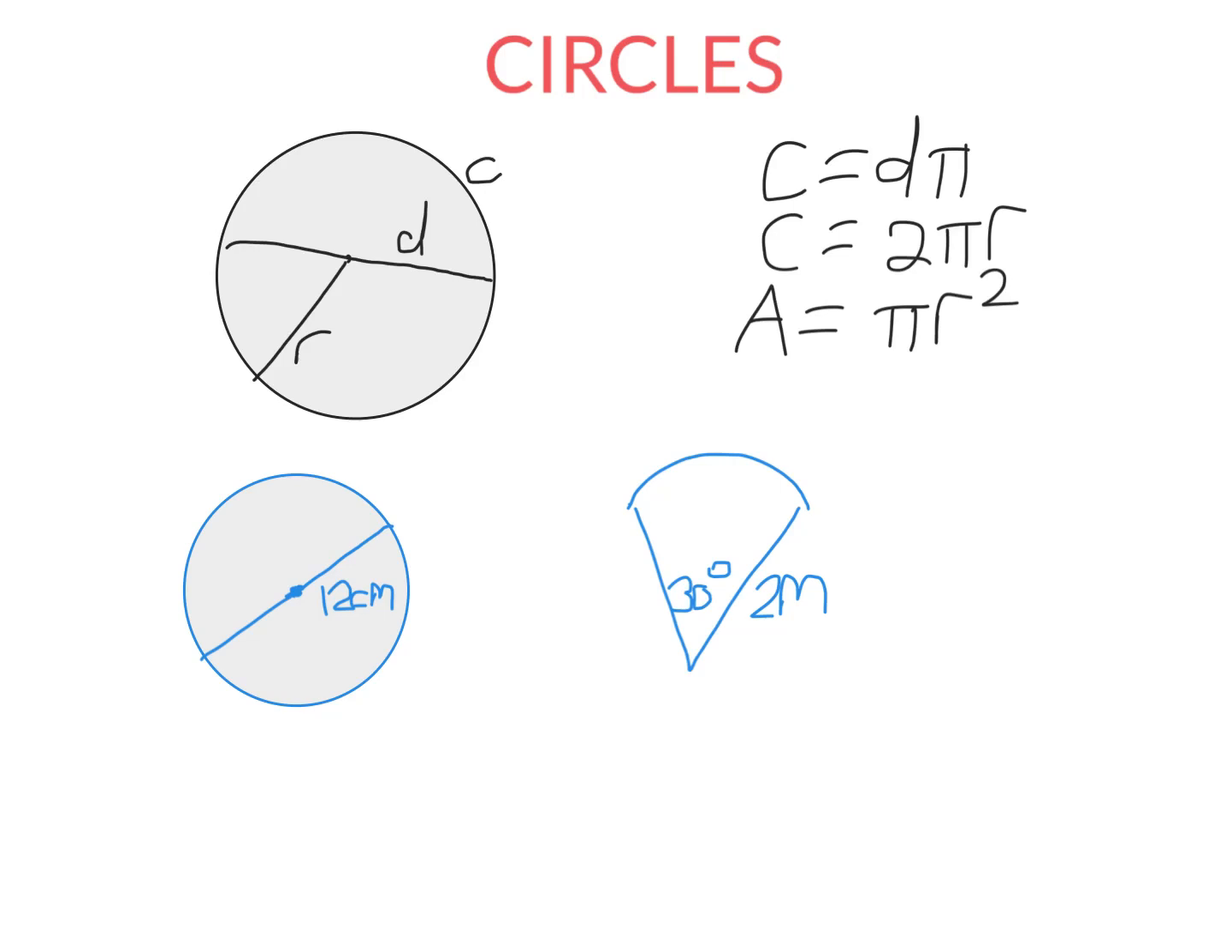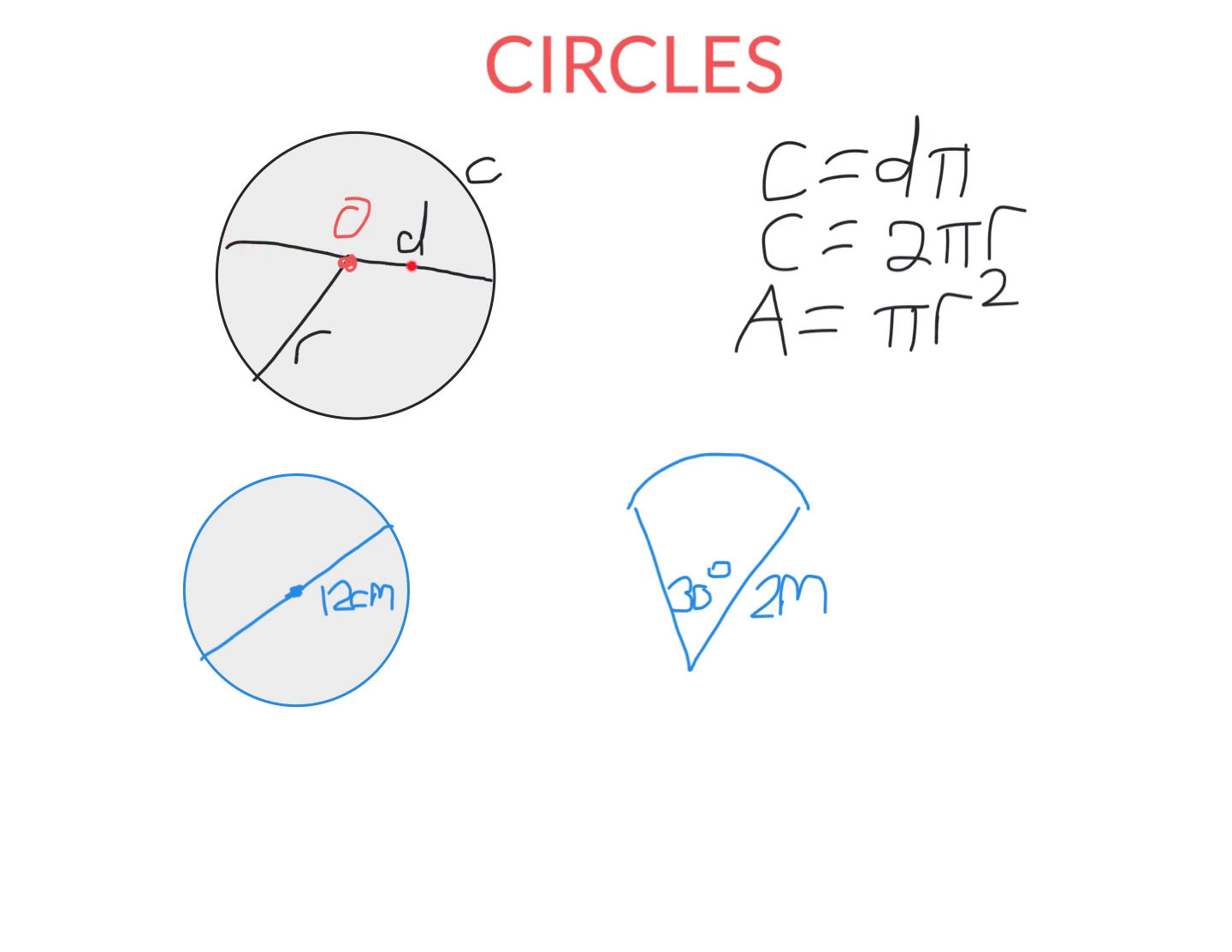Thank you so much for tuning into this video in which we will look at the area and circumference of circles. So here we have a circle, not the best drawn, but in the middle here we call this point O. O is the origin or the center of the circle.